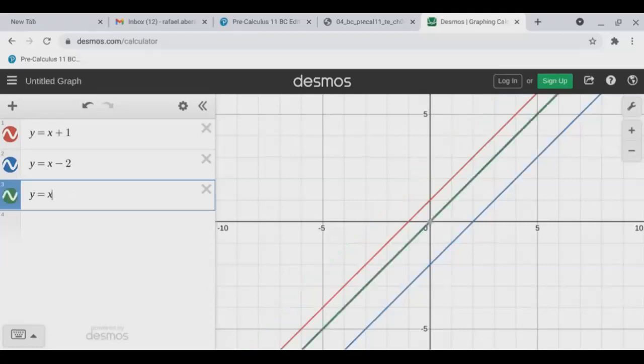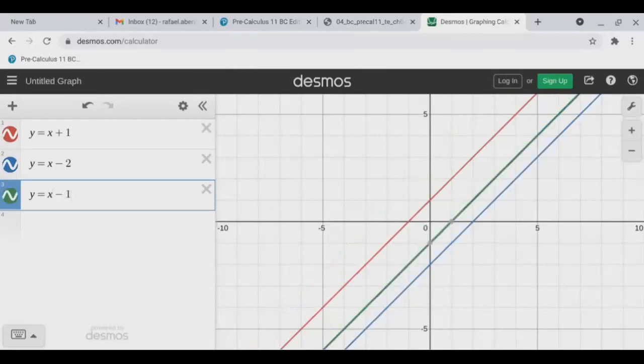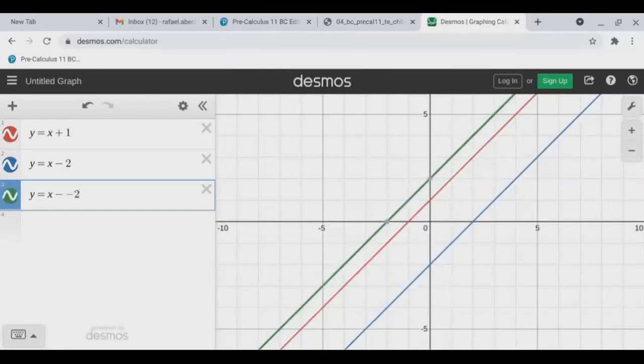So having said that, if we compare the original, the green one, y equals x, the parent function, and we want to coincide with the blue one, since we already know that if we add something to x, it moves up, therefore we need to subtract something from x to move down. So if we subtract 1, it should go down 1 unit. Let's take a look. There you go. Therefore, if we subtract 2, then it will coincide with the blue one. Let's take a look. There you go.